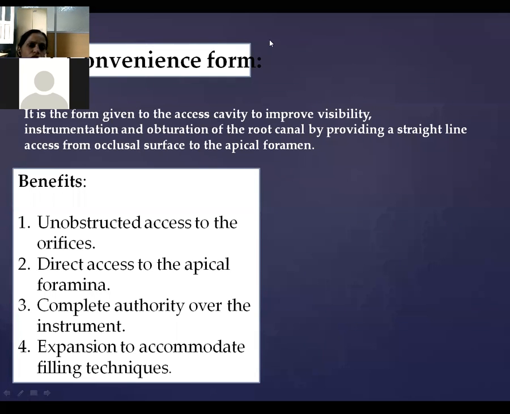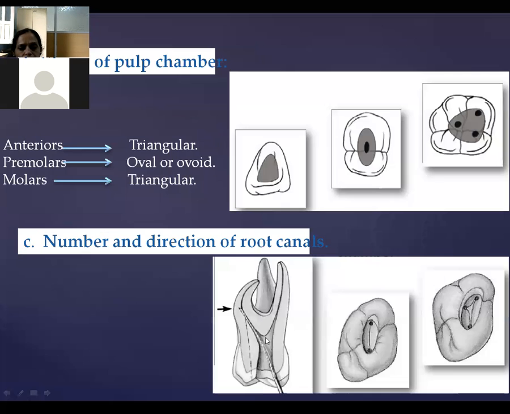Why do we need a convenience form? It is for better visibility, better cleaning and shaping, and better filling of the root canal. These are the aims again. Additional to that, there will be unobstructed access to the orifices. So if you give a proper convenience form to the access cavity, there will be unobstructed access to the orifices. In the previous figure, here you can see, this is the instrument.